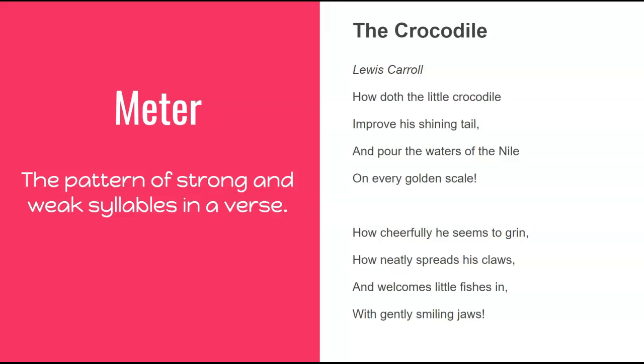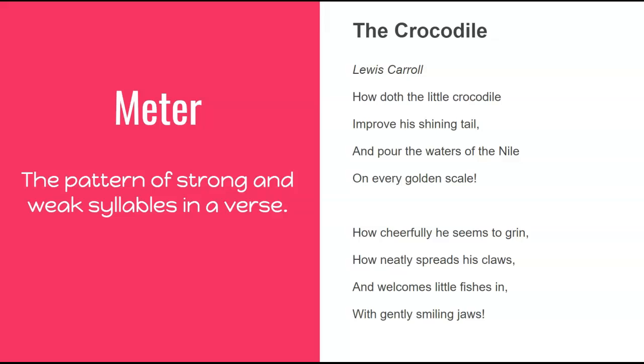So our first line was 8. Our second line was 6. Let's look at our third line in the crocodile and see if it matches our 8 or our 6, okay? So here we go. And pour, the waters, of the Nile, 1, 2, 3, 4, 5, 6, 7, 8.